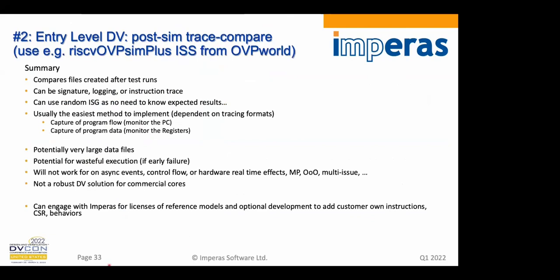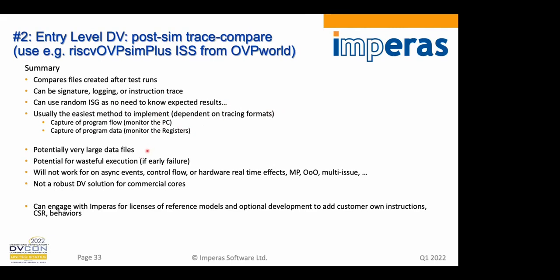And so, in summary, this sort of post-sim trace compare compares files after the runs. It can be signatures, it could be instruction trace, and you can use random instructions because you don't need to know the results because you're comparing with the reference. It's a comparison method, and usually this is the easiest method to implement in terms of DV, very simple DV, because you can capture the program flow and the data, because you can monitor the PC and the registers, and as long as the tracing format's right, it's not too hard to get up and running.